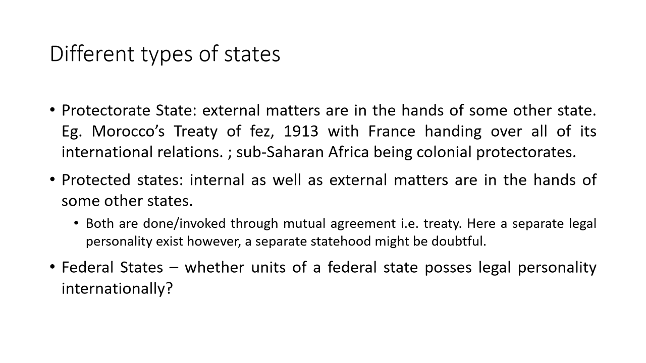Protected states, on the other hand, are those states where internal as well as external matters are in the hands of some other states. Both are invoked through mutual agreement, that is, a treaty. Here a separate legal personality exists, however, a separate state might be doubtful. Federal states are the states where units of federal states come together. And when these units are in existence, we can ask the question whether units of a federal state possess legal personality internationally. The answer to this would generally be no, as we have the United States of America or any other state.